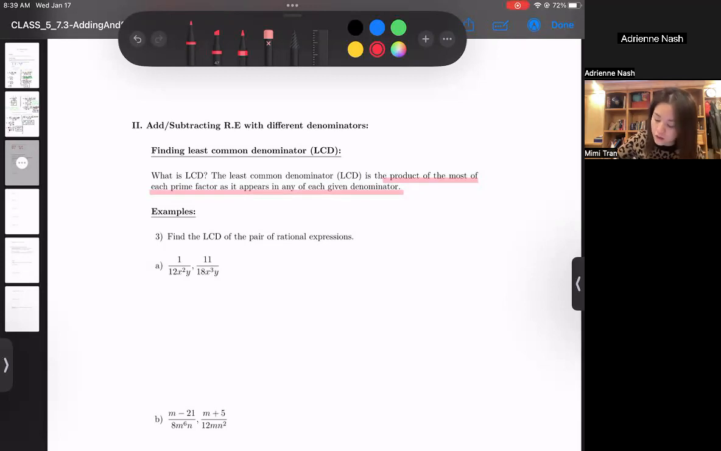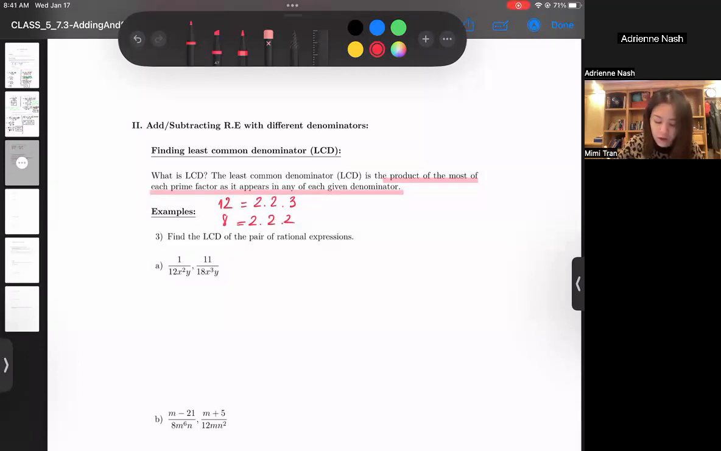So let me write it down here. 12 and 8, right? What is the least common denominator? Well, what they mean by the product of the prime factors is that for the 12, you write it as a product of the prime factors. So 12 is 2 times 2 times 3, and then 8 is 2 times 2 times 2, right? So those are products. The product of the most of each prime factor.